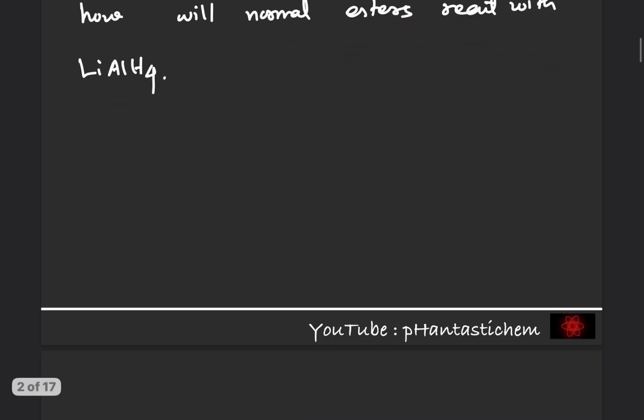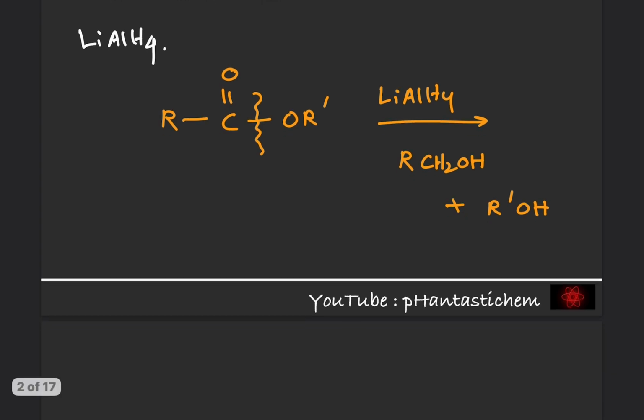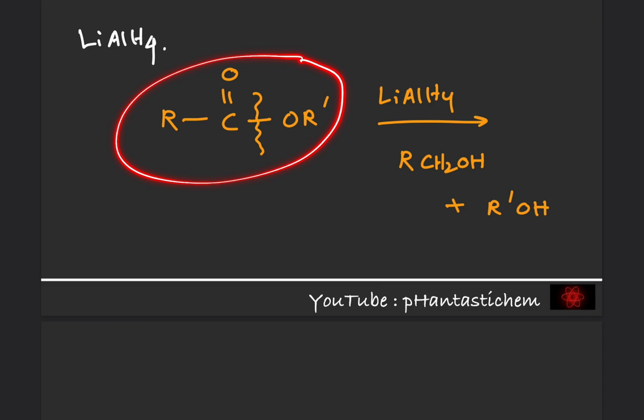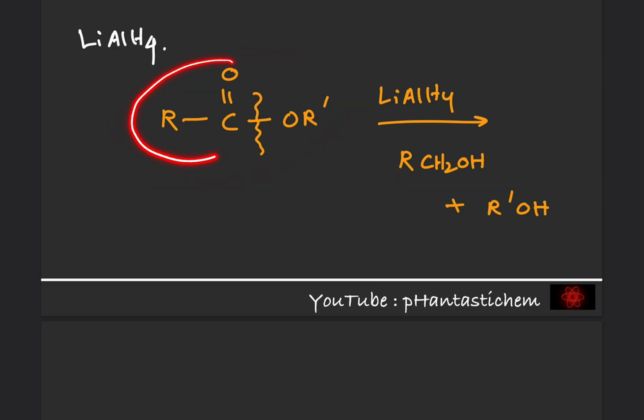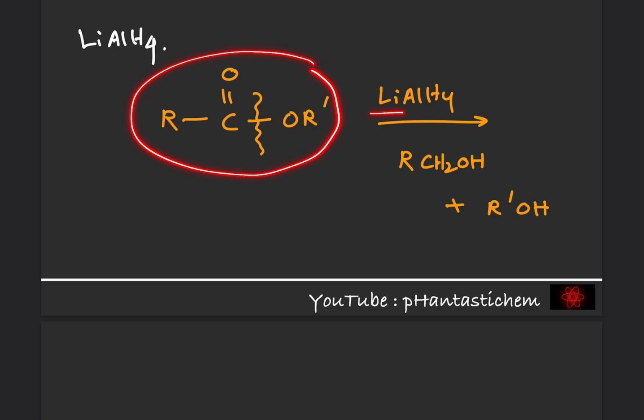If we have a normal ester, for example RC double bond OR dash, and we treat this with LiAlH4, this bond breaks and we get two different alcohols. One is RCH2OH and the other one is R-OH. So the reduction of normal esters gives a mixture of two alcohols, one from the acyl group, and the other from the alkoxy group. Okay, so we have understood how normal esters behave in the presence of LiAlH4.